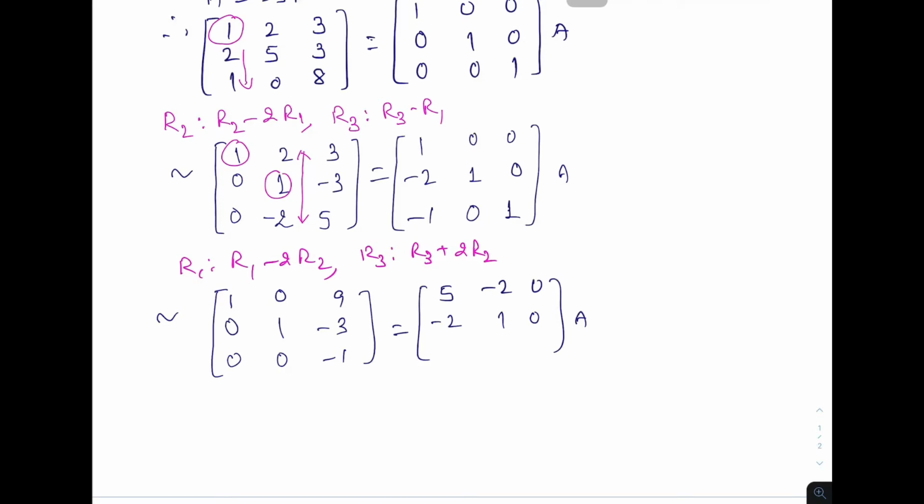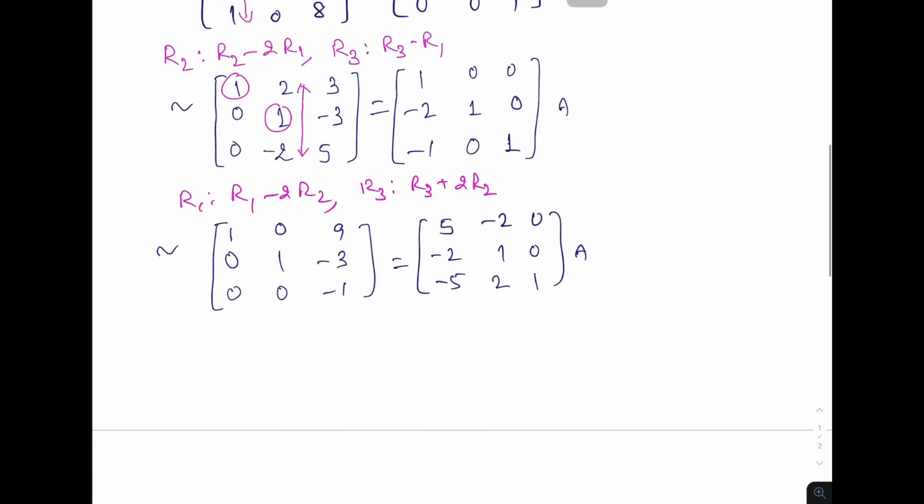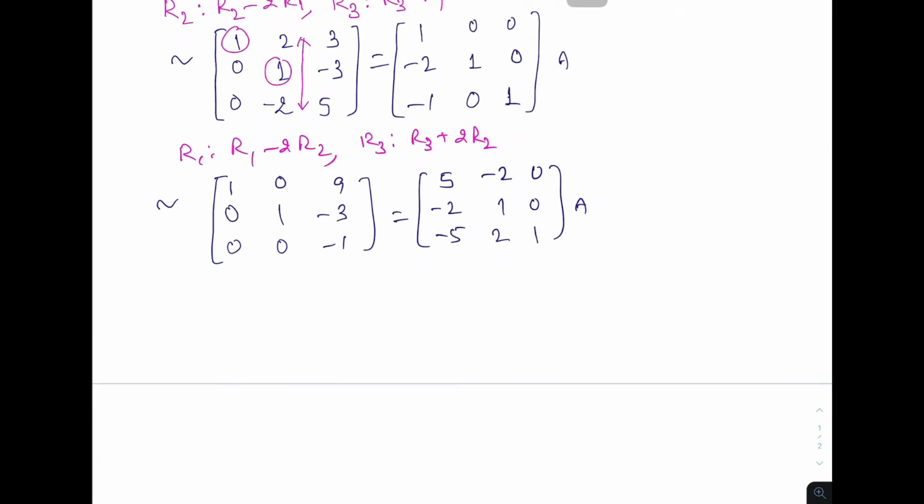So here R3 multiply with R2, multiply with 2 and adding in R3, so that will be minus 4 minus 1, so minus 5. Then multiply with 2 and add, so that is 2. Multiply with 2 here, add here, so no change, so it is 1 and A. Okay. Next is this minus 1, we can make it 1.